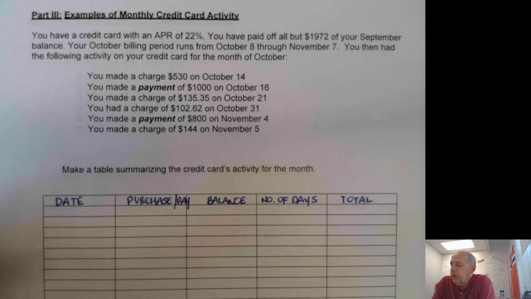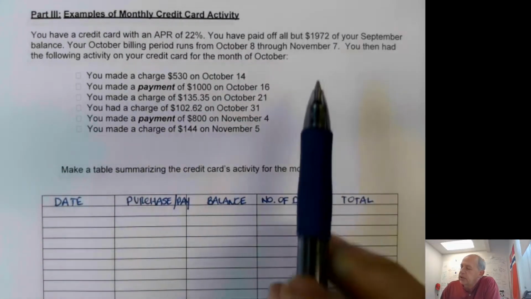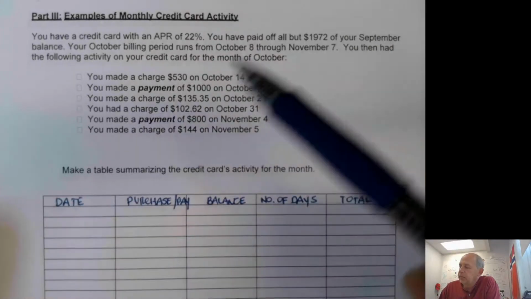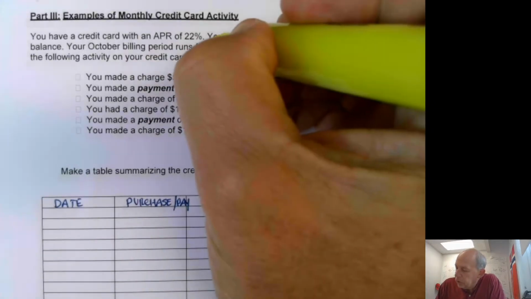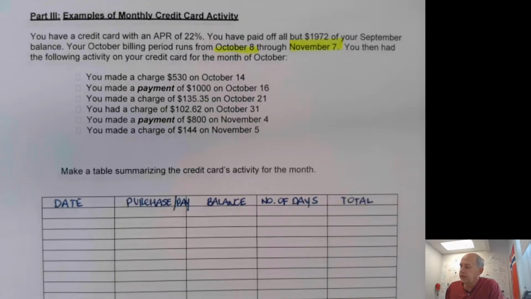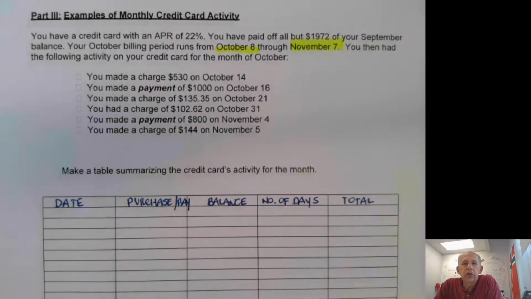So we have a credit card with an APR, which is annual percent interest rate, that you get charged interest on debt that you owe on your credit card. We have some information, starting with that you have $1,972 worth of debt that you didn't pay off in September, and then you started making purchases in the month of October, starting on October 8th and going through November 7th. And here is a summary of what you did on your credit card.